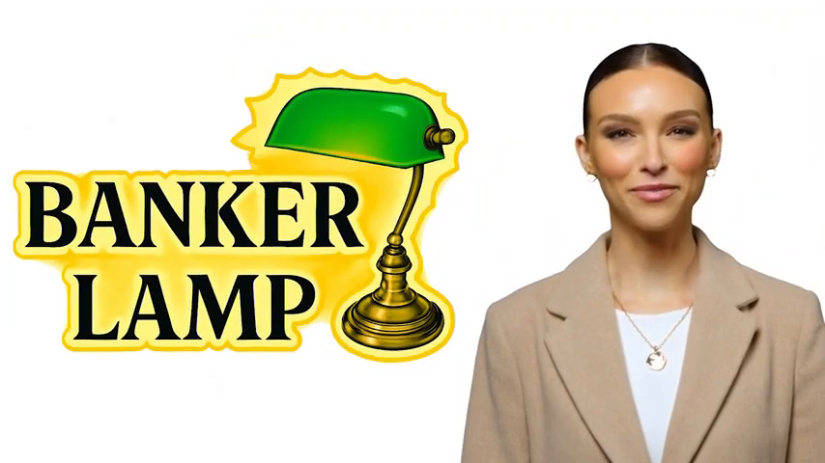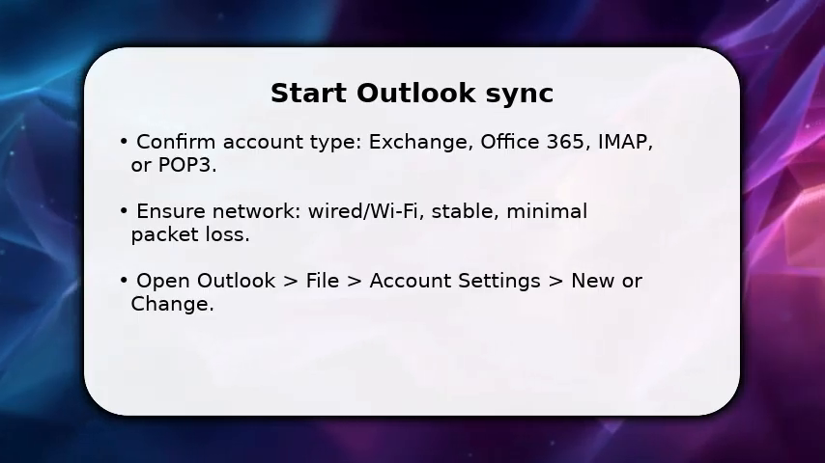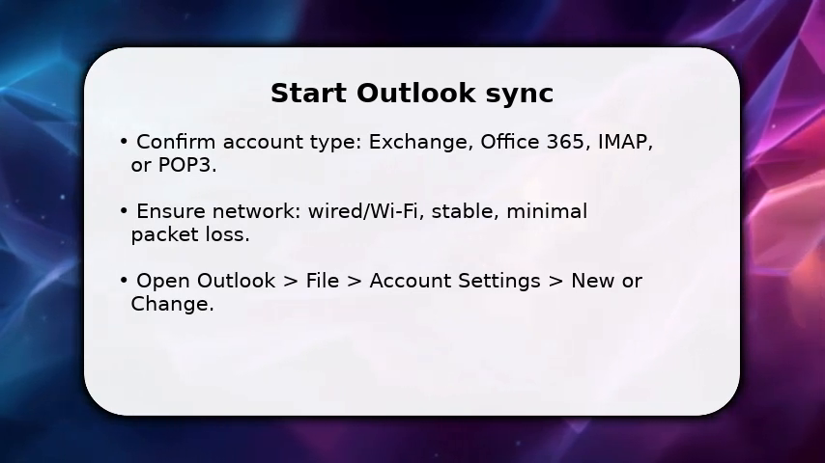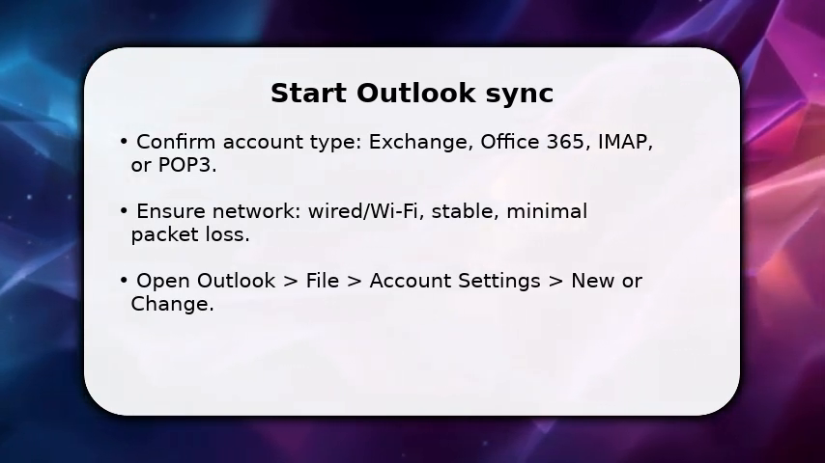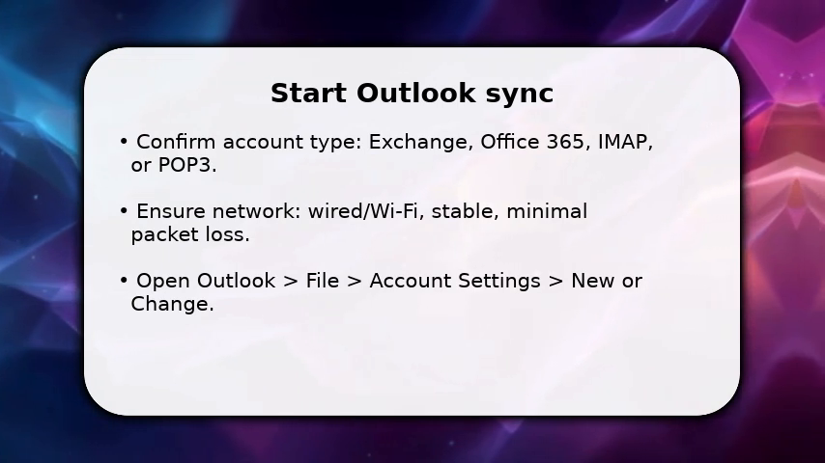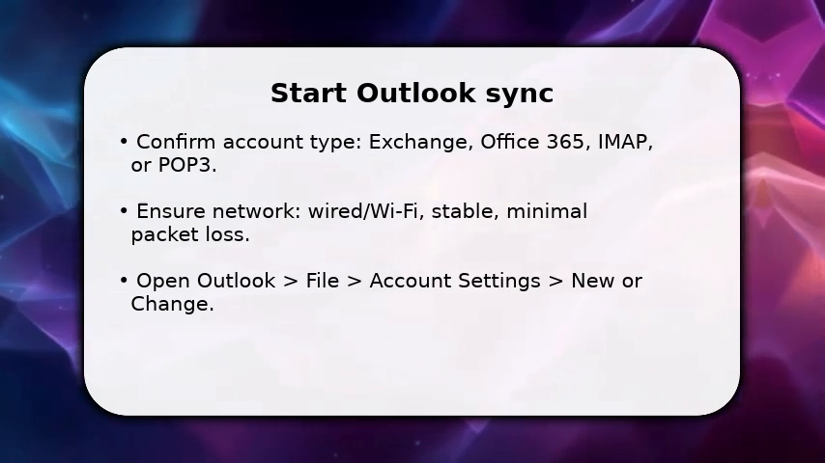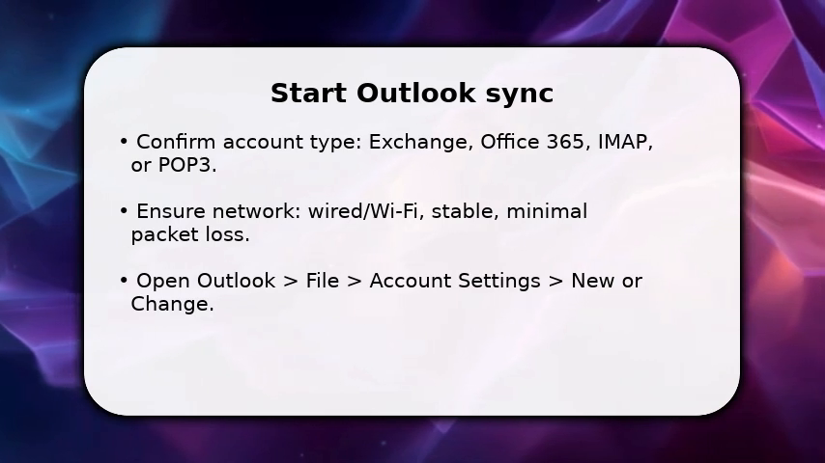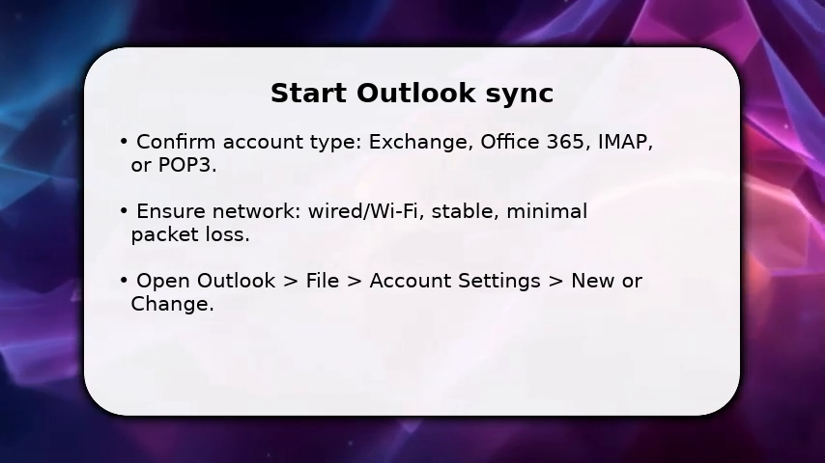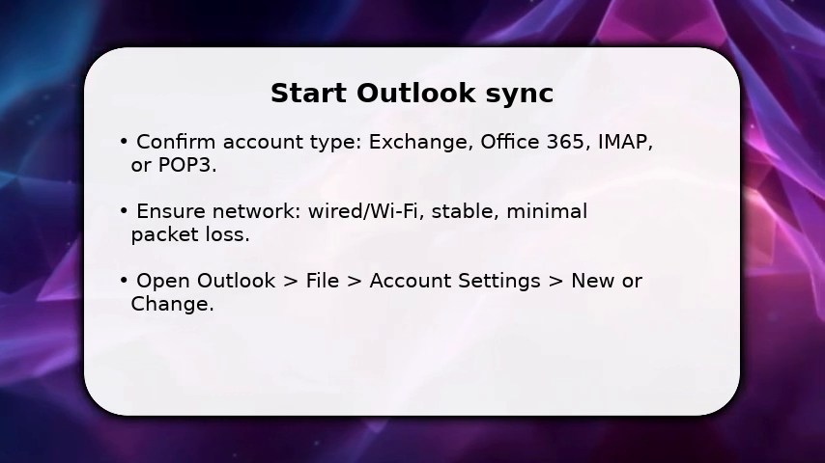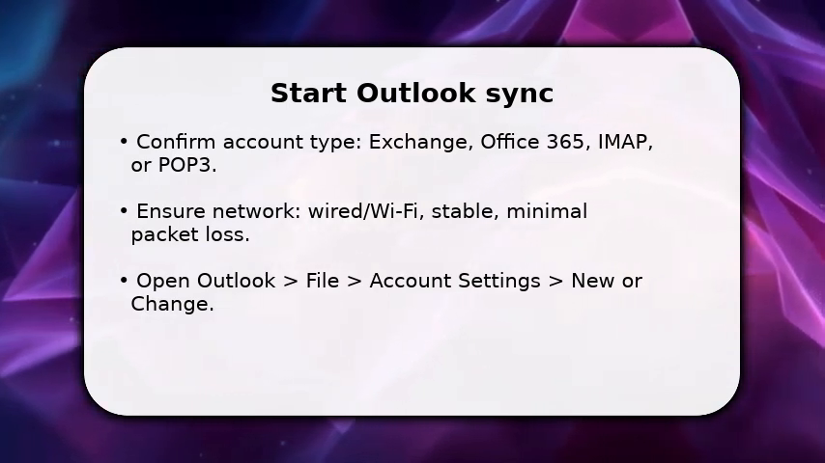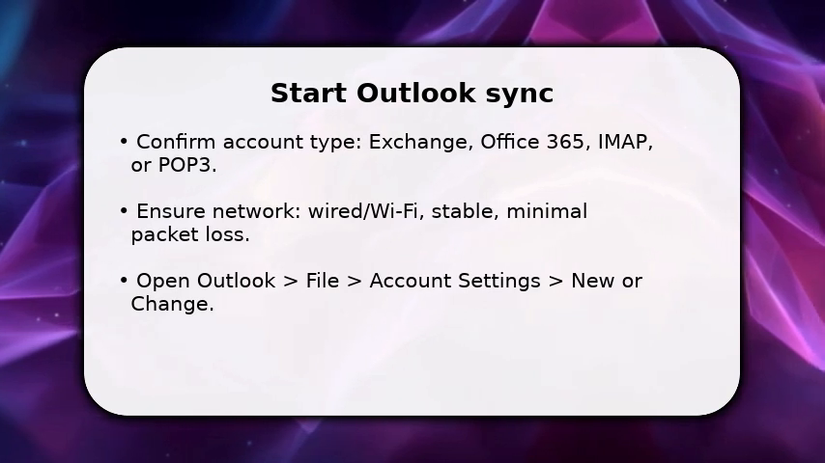Please enjoy the video. You begin by verifying prerequisites and taking the first actionable steps. Make sure your account type is known, Exchange or IMAP, as it matters for real-time sync. Once you open Outlook, go to File, then Account Settings, and choose New or Change for the account you want to sync. Enter credentials when prompted and allow Auto-Discover to attempt configuration.